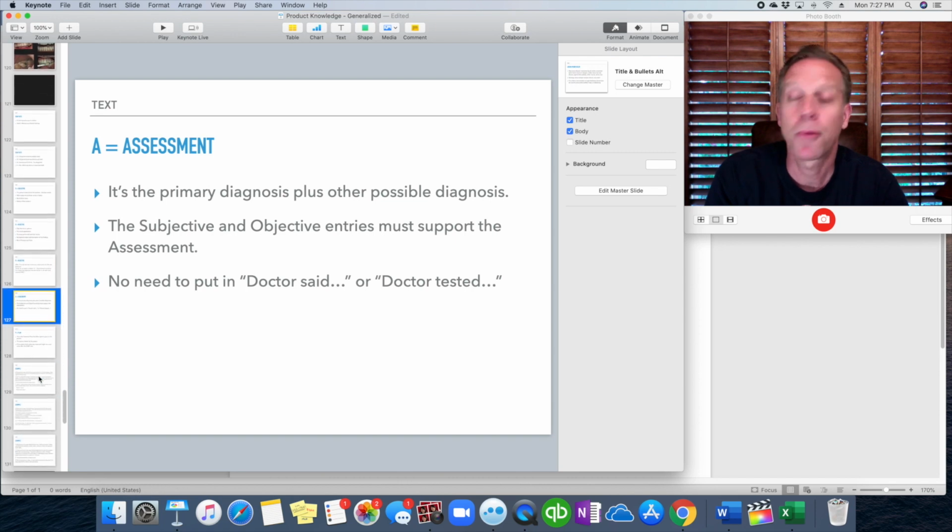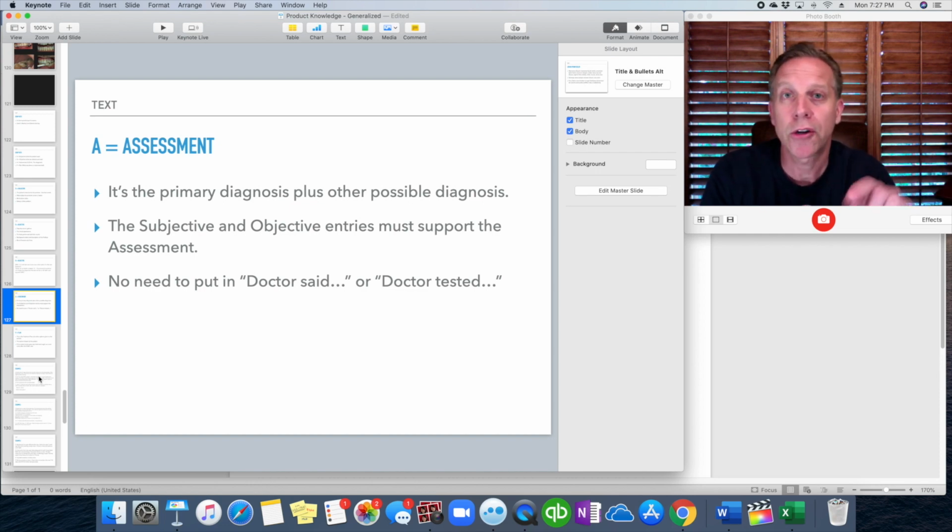Assessment. It's the primary diagnosis plus any other possible diagnoses. I'll say this, that the objective and the subjective, when you put those together, has to support the assessment. If you have a diagnosis, then there has to be a reason why or how we came up with that diagnosis, and it's the things reported previously, the subjective and the objective, that will support that diagnosis and hence the upcoming treatment plan. Another note, just like what I said earlier about what the patient says, we're not going to put in "doctor said blah blah blah."